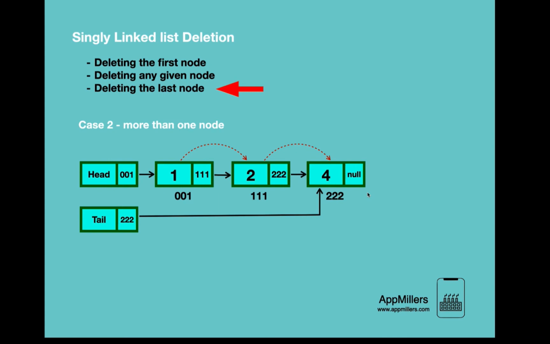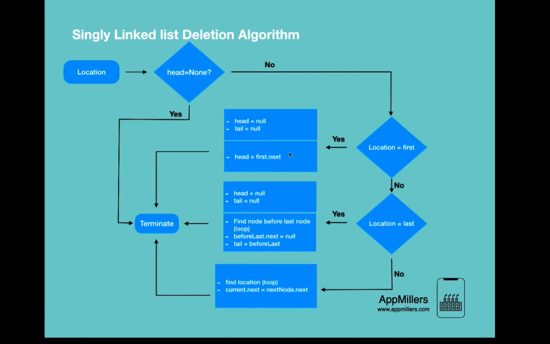Now let's see how these three cases work in algorithm. We'll combine all these three cases in one algorithm. So let's see our algorithm. So our algorithm looks like this. Based on this algorithm, we will create a method in Python. This makes our life much easier. So the algorithm starts from here. It takes as a parameter a location, the location at which we are going to delete a node.